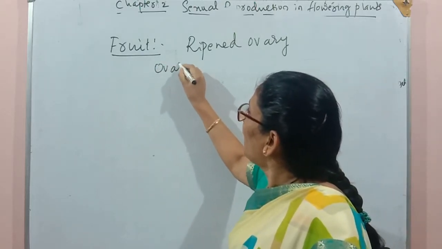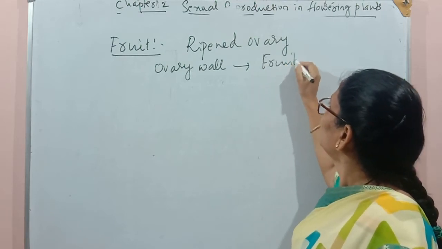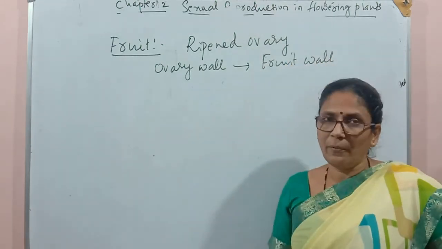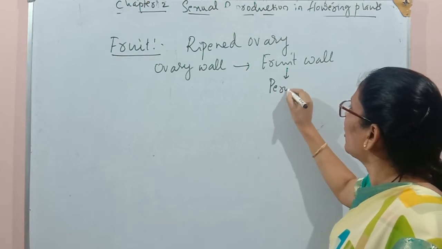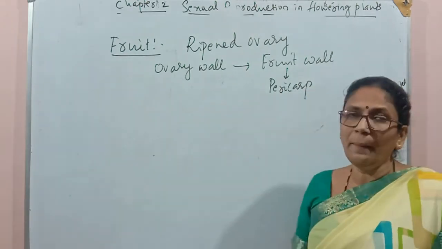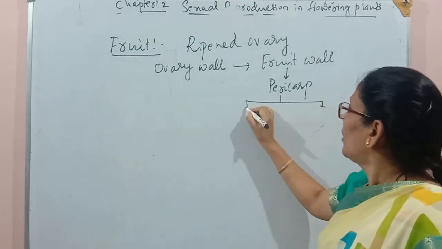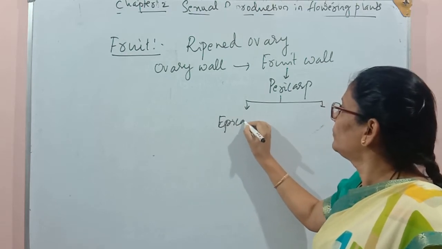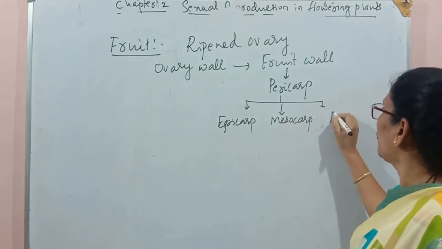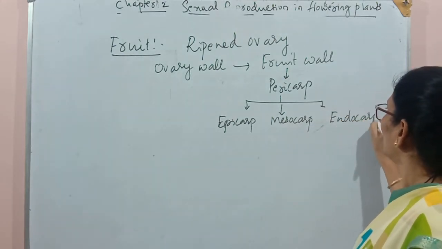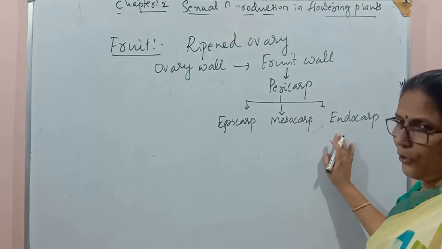The ovary wall after fertilization becomes the fruit wall, and this fruit wall is called the pericarp. The pericarp is usually distinguished into three layers: the outer epicarp, the middle mesocarp, and the inner endocarp.